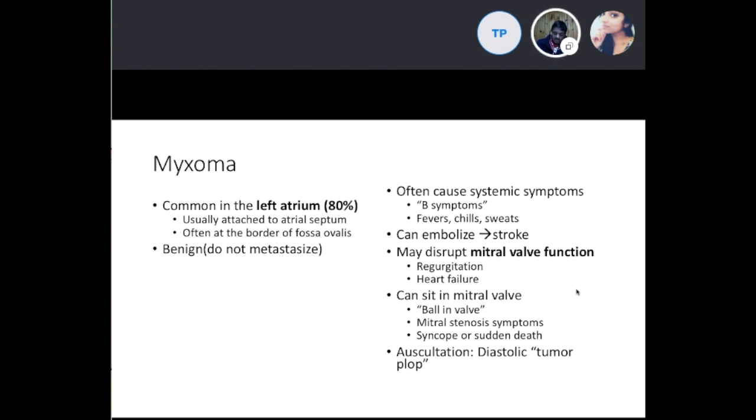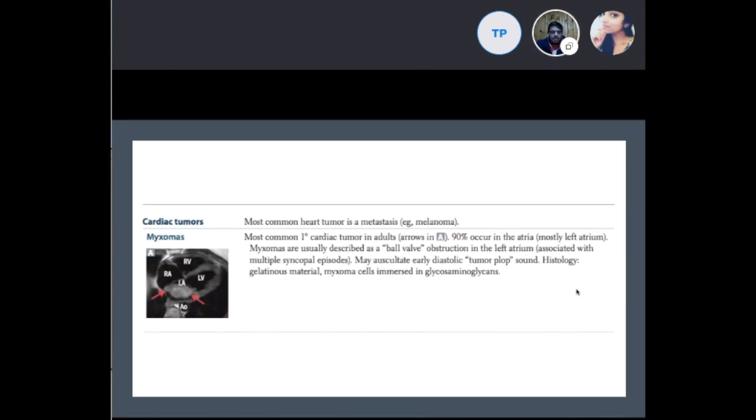Most of these patients die suddenly. So in myxomas, cardiac tumors, the most common heart tumor is metastasis, such as melanoma. But in myxoma specifically, the most common primary cardiac tumor in adults, 90% occurs in the atria. I had 80%. Myxoma is usually described as a ball valve obstruction in the left atrium. So that's where you get the multiple syncopal episodes. And when you auscultate, early diastolic tumor plop sound.